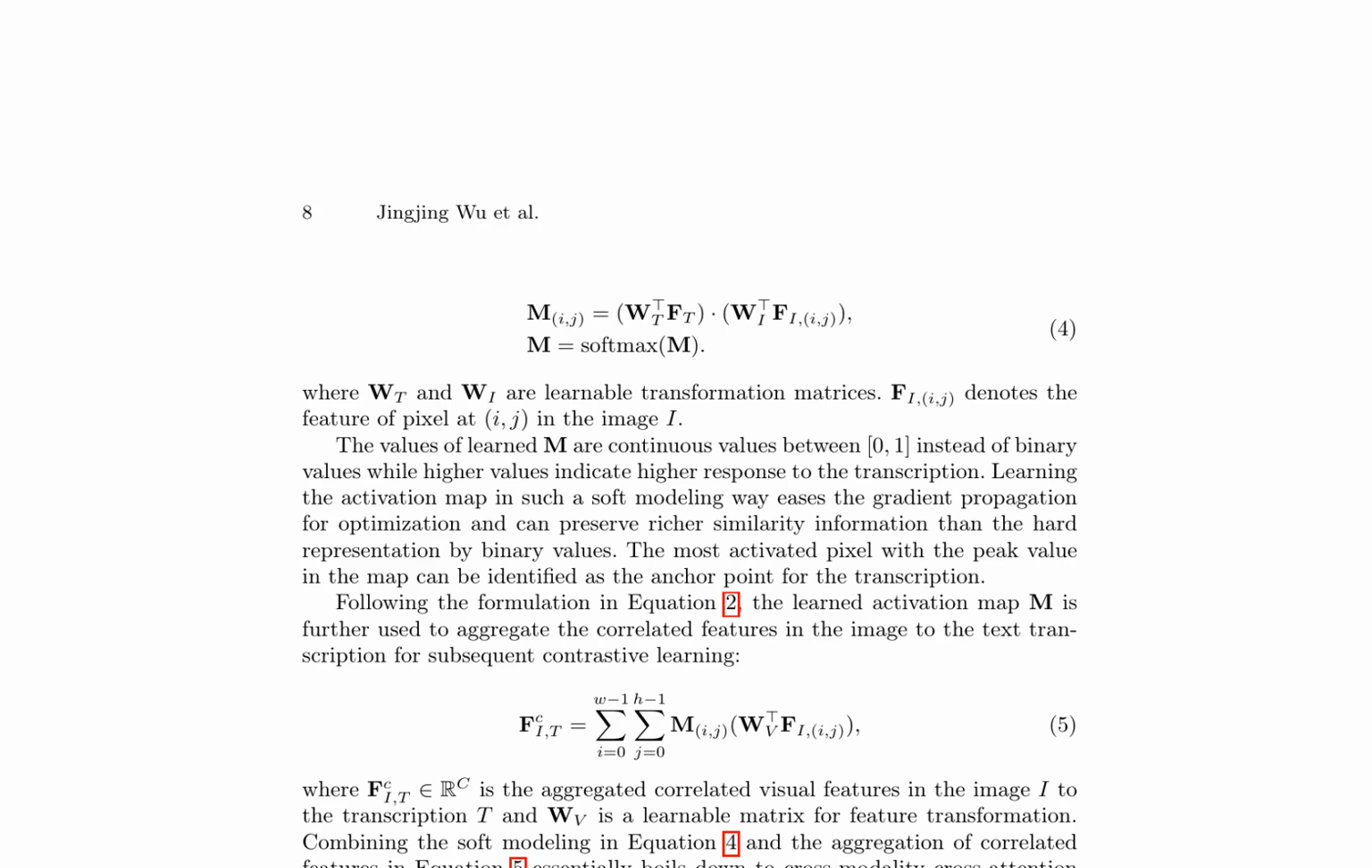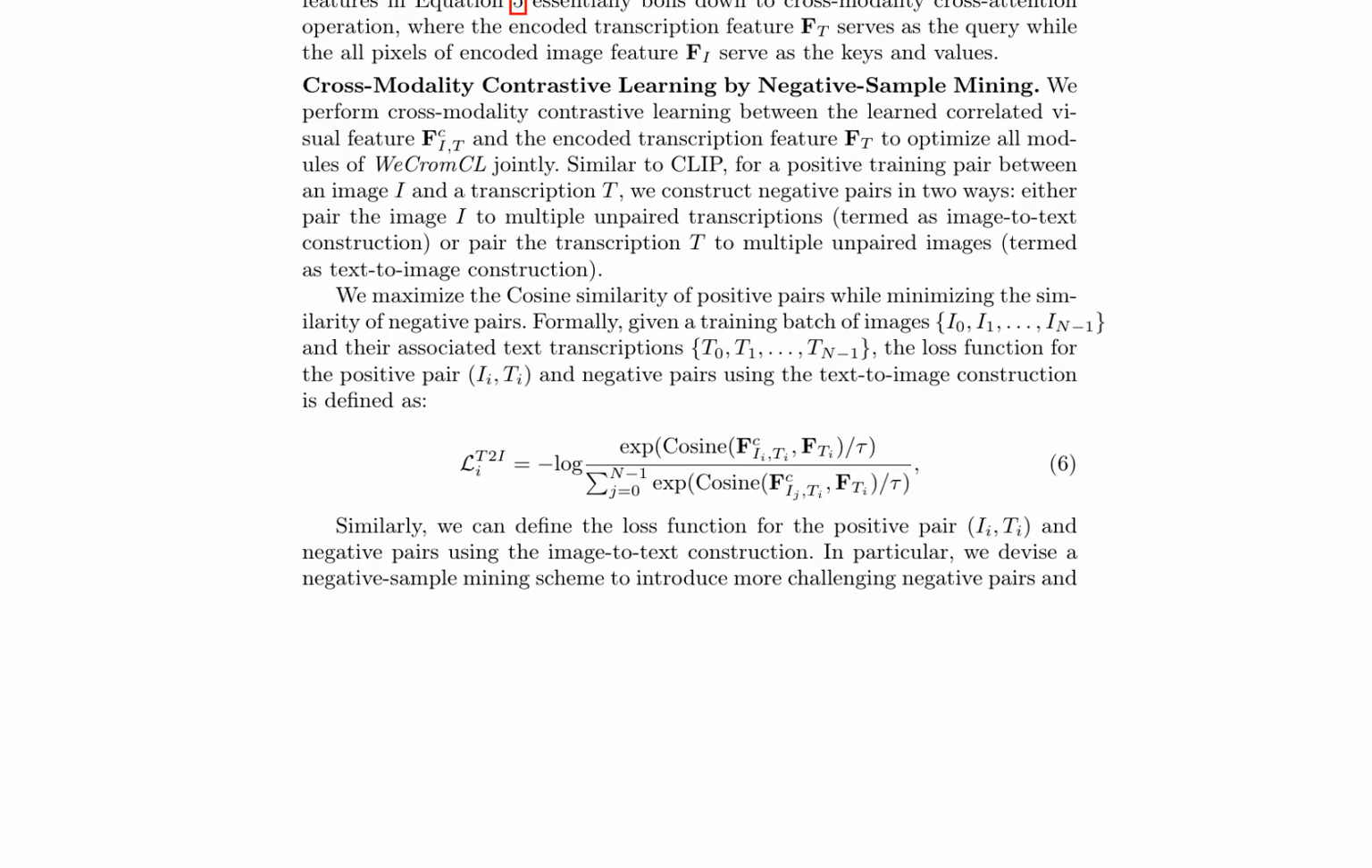WeCromCL uses a character-wise text encoder to tackle the issues of inconsistent transcription lengths and varying character appearances. The image encoder employs BiFPN and deformable transformer encoder to extract multi-scale convolutional features. The model performs cross-modality contrastive learning between the learned correlated visual feature and the encoded transcription feature to optimize all modules jointly. The loss function is defined to maximize the cosine similarity of positive pairs while minimizing the similarity of negative pairs, utilizing a negative sample mining scheme to introduce more challenging negative pairs and enhance the model's performance.